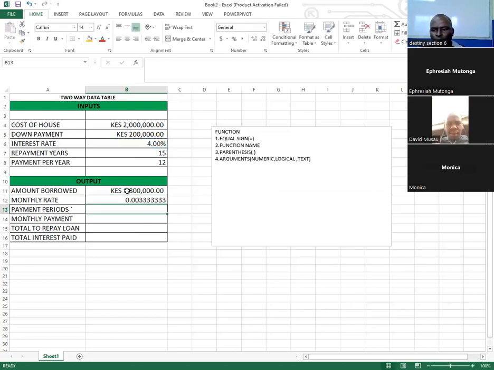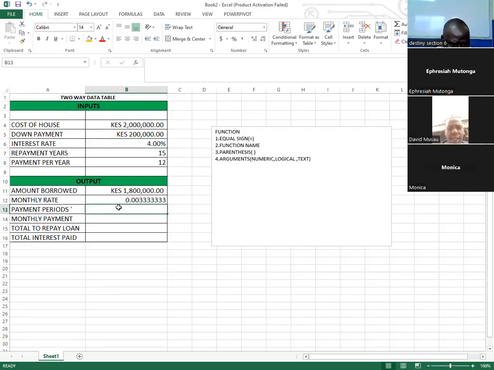That is our monthly rate, 0.00333. That is now the rate the individual will be charged per month. So 4% is the rate per annum.